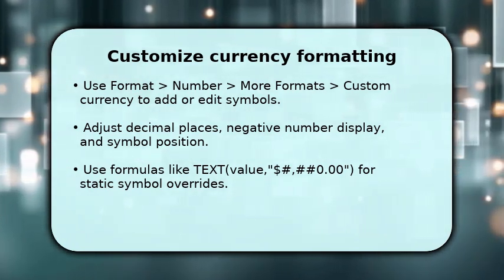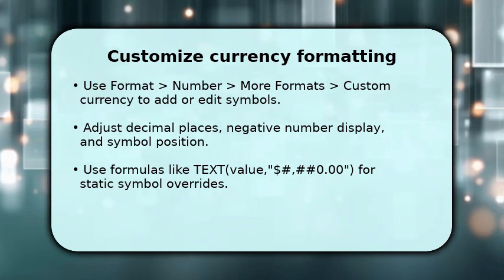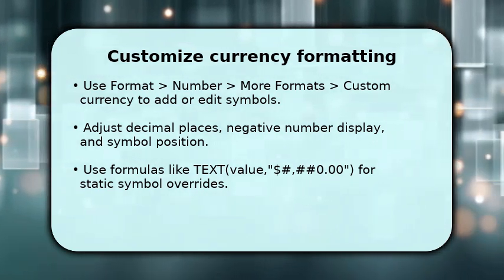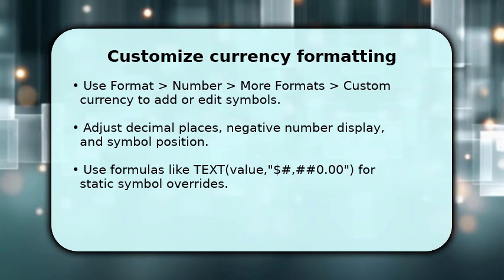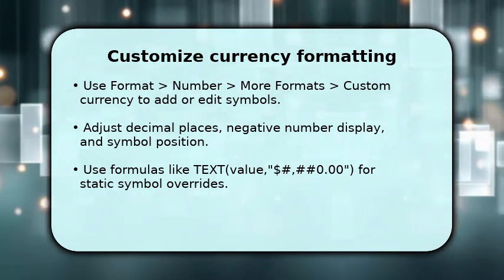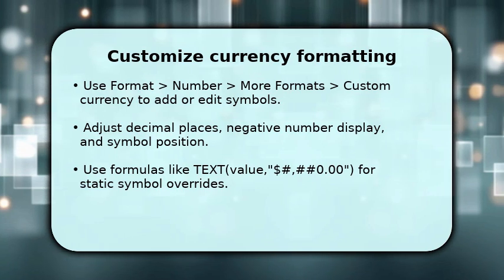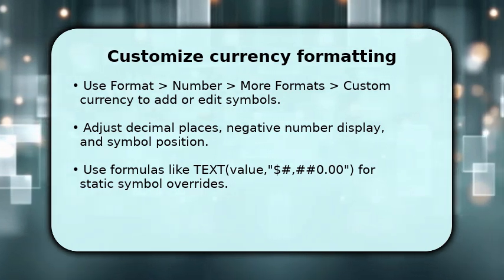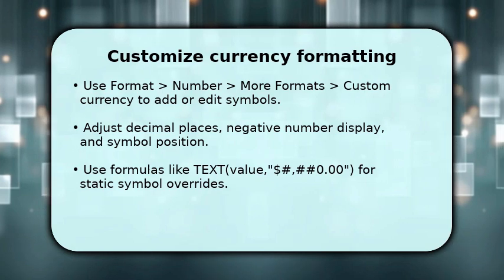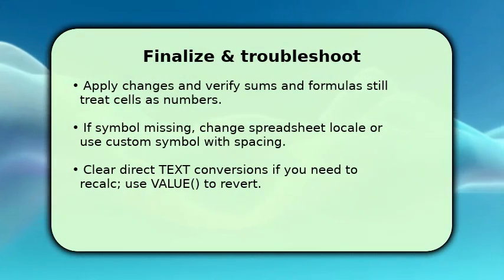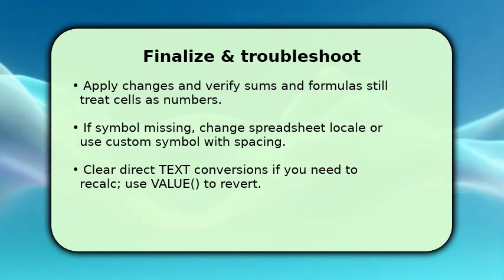If you need a one-off display, use the TEXT function, TEXT(A1, "$###0.00"), but remember that converts numbers to text, which stops numeric calculations. For dynamic formatting, keep values numeric and rely on custom currency settings instead. To finish, apply the custom currency and immediately check totals and formulas to confirm cells remain numeric.